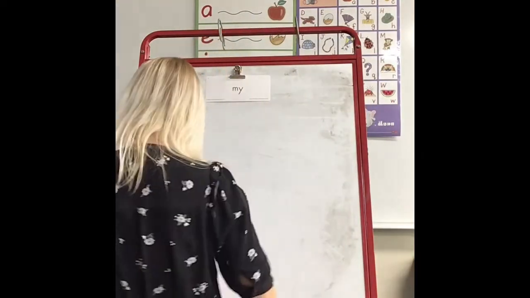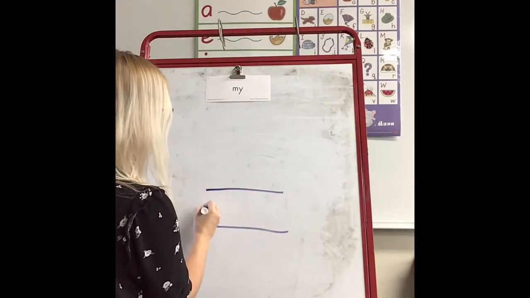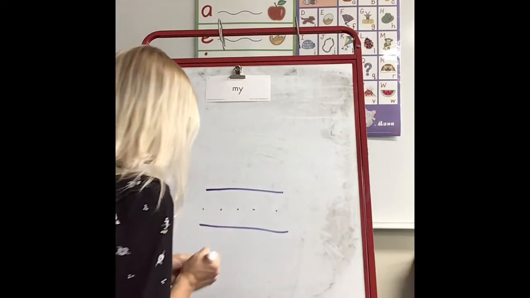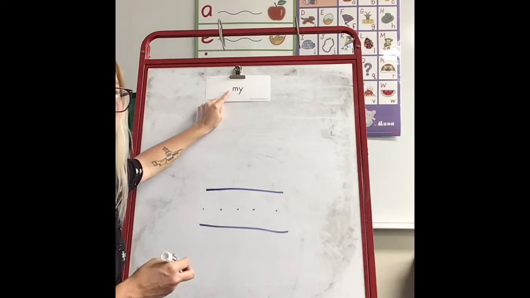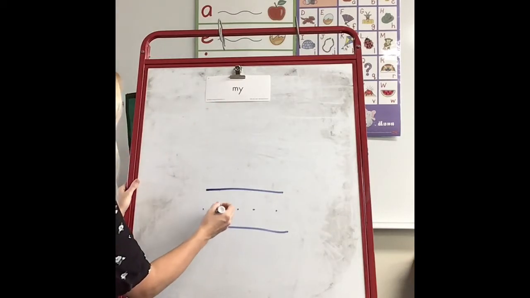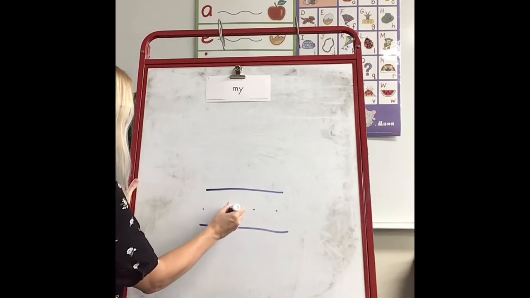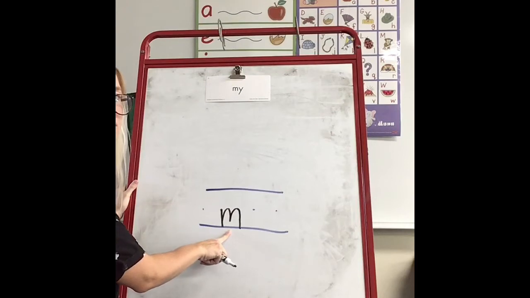Let's write the word my. How many letters do I need to write for the word my? 1, 2. The word my has 2 letters. It starts with a small m. I write a small m. I start in the middle. I go down, little hill, little hill. There's my small m for my.